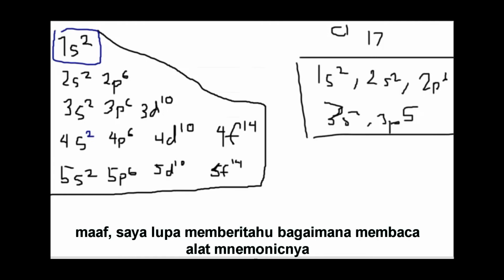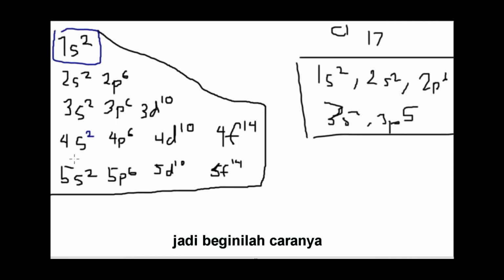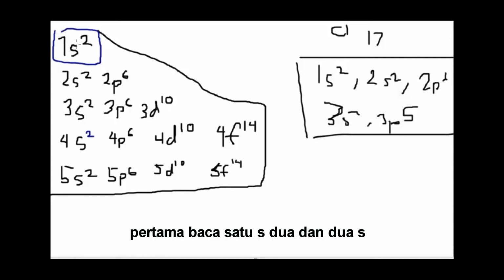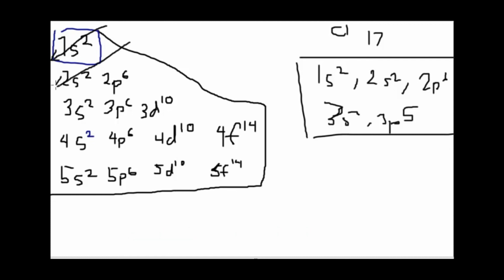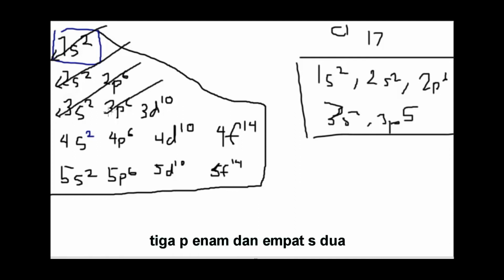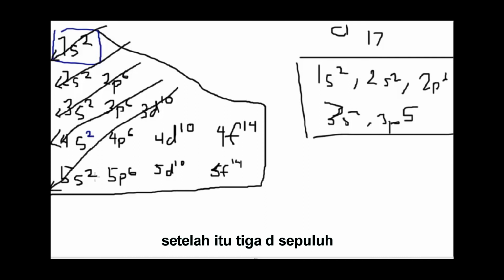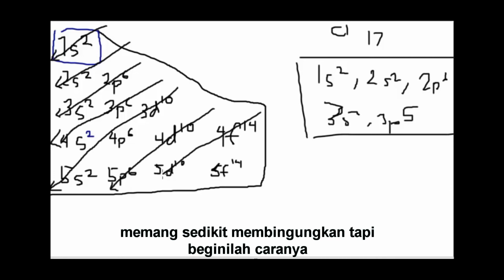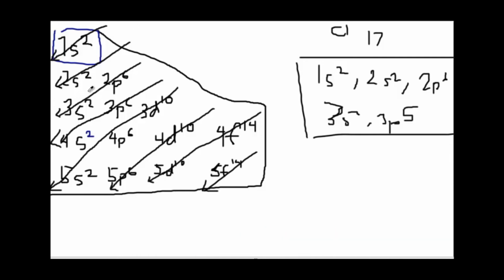Okay, guys, I forgot to tell you how to read the mnemonic device. So how you should read it is like this. First of all, you read 1s2, and then you read 2s2, and then 2p6, and then 3s2, and then 3p6, and then 4s2, and then 3d10. It goes on like this. I know you're probably confused. It is very confusing for the first time.